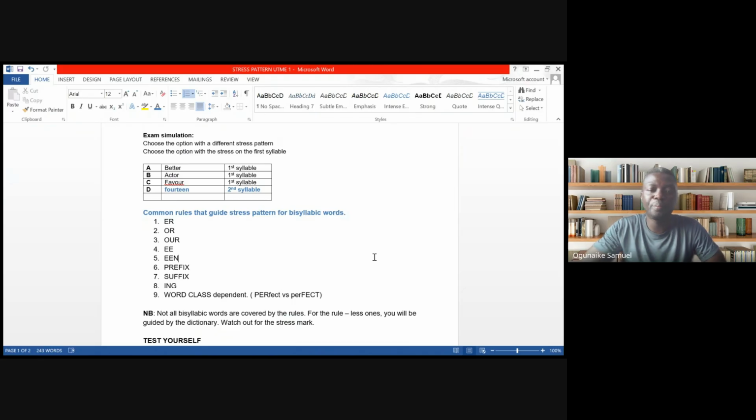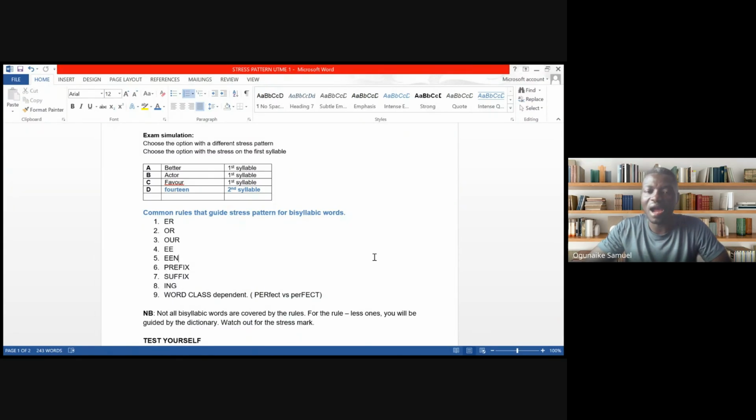This word perfect could function 2 ways. It could function as an adjective or as a verb. So it matters. When it functions as an adjective, you stress the first syllable, perfect. He's a perfect man. The other one is going to be lower. So the fect is going to be lower.